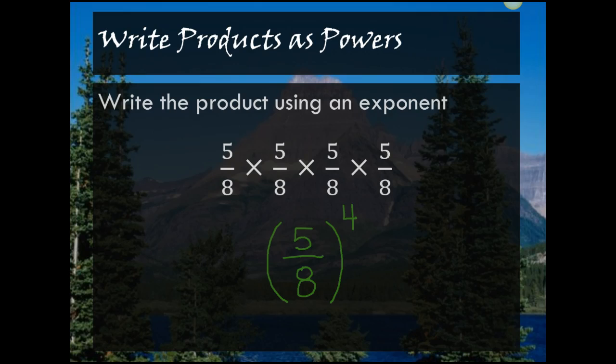If we had written 5/8 without the parentheses and put the 4 on top, this would mean 5 to the 4th power all over 8. It would mean to multiply only the numerator and not the denominator. So you want to make sure that you don't forget the parentheses when working with fractions.